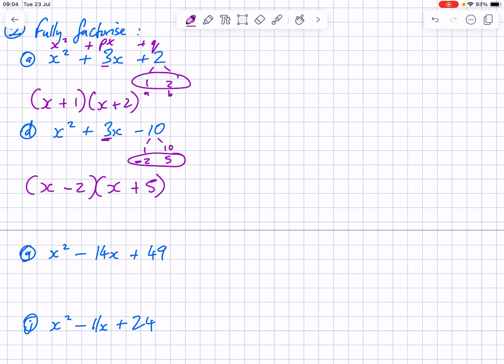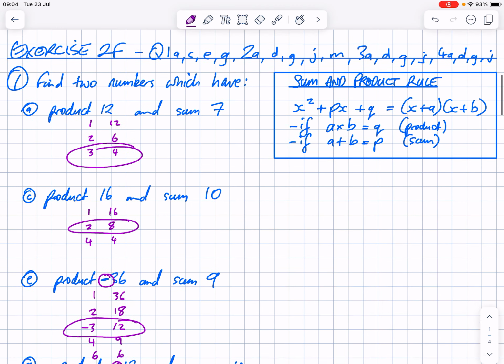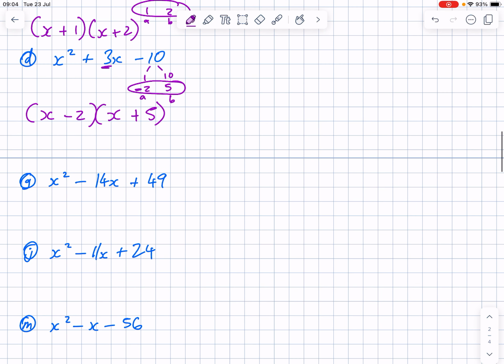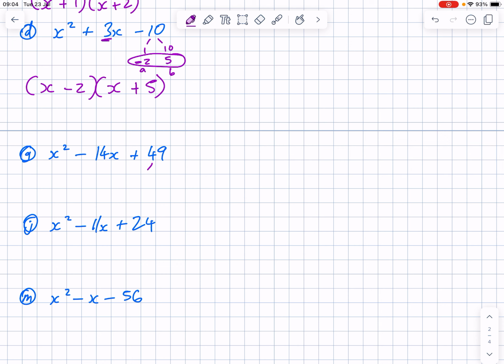Because we decided A was negative 2 and B was positive 5, just like the rule shows here. Next, factors of 49: 1 and 49. 2 doesn't go into it. 3 doesn't go into it. 4, no. 7 and 7 goes into it is the next.